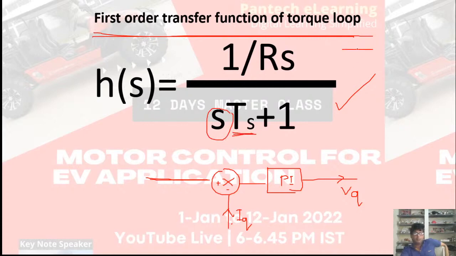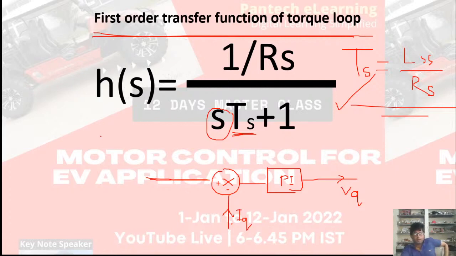So Ts is equal to what? Ts is equal to LSS, which is mutual plus self, divided by Rs. Okay.